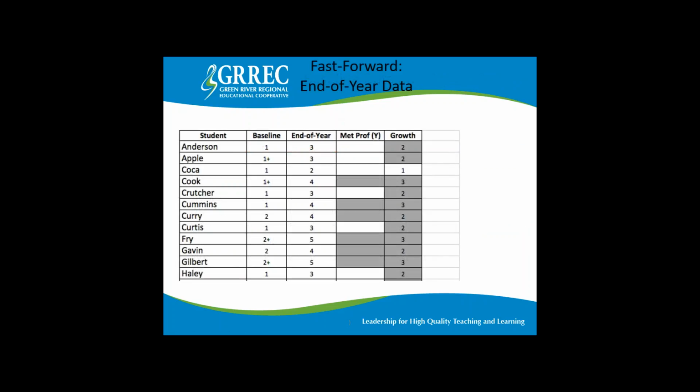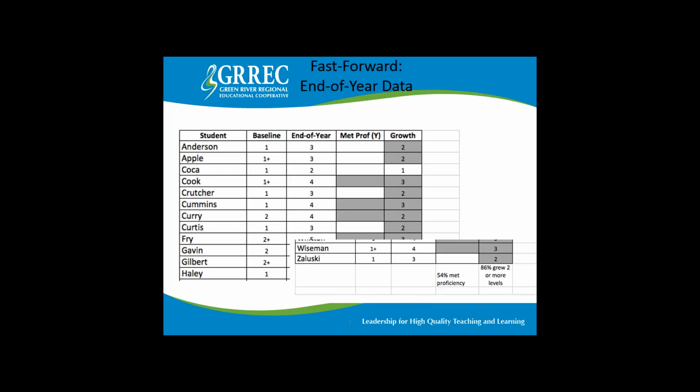All right, and then when we fast forward to the end of the year, okay, and scoring that goal, you just want to keep up with that assessment piece all the way throughout the year, and using multiple types of assessments to really measure where students are at and how they're performing. So you can see this group of students, how they ended the year, where they started their baseline, and how they scored on the rubric at the end of the year. And you can see grade in the ones that met proficiency and then the ones that met their growth. Okay, so this is just exactly what you will do with your student growth goals as you go throughout the year. And you will see that 54% met proficiency and 86% grew two or more levels.